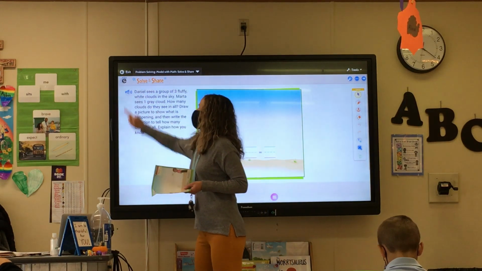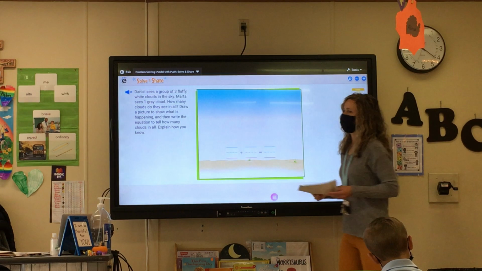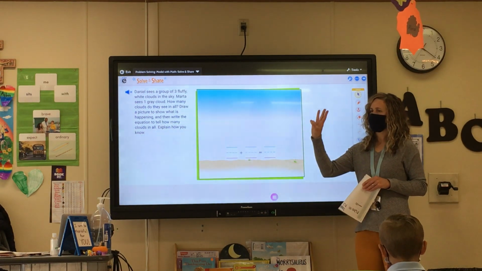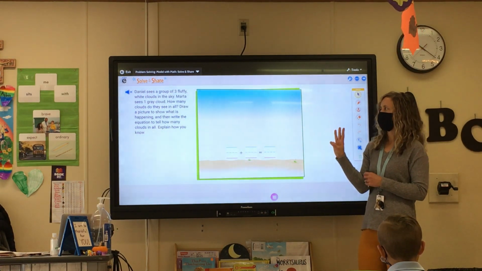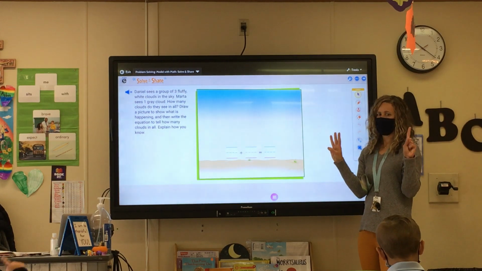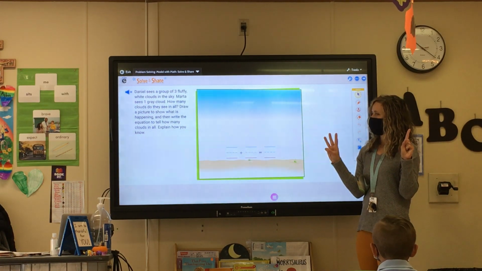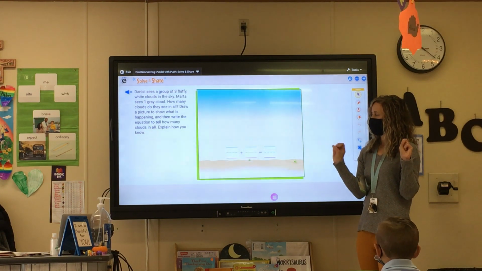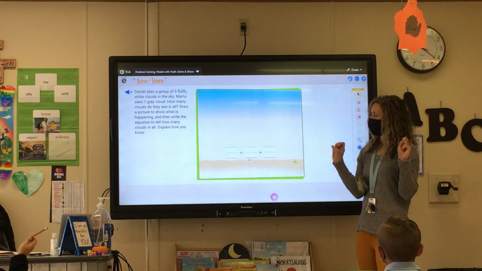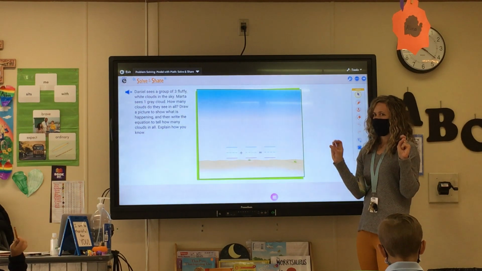All right, here we go. Daniel sees a group of 3 fluffy white clouds in the sky. Marta sees 1 gray cloud. How many clouds do they see in all? Draw a picture to show what is happening, and then write the equation to tell how many clouds in all.